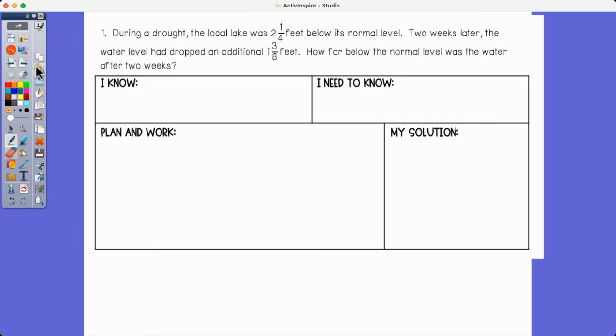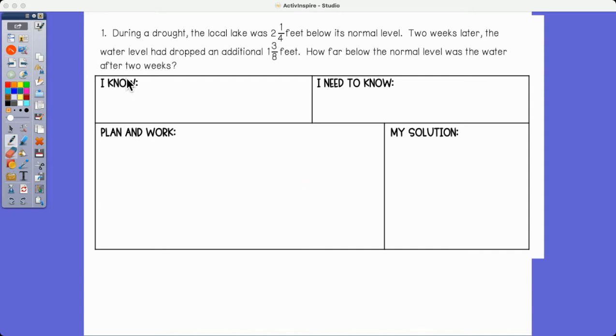Okay, so first problem. During a drought, the local lake was 2¼ feet below normal level. 2 weeks later, the water had dropped an additional 1 3/8 feet. How far below normal level was the water after 2 weeks?